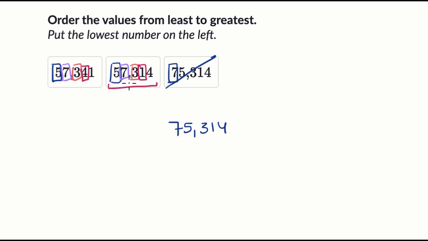And even if you just look at the number as a whole, it has the same number as 57,300. This one has 14, not 41. So this one is the smallest, 57,314. And then after that comes 57,341. And so 57,314 is less than 57,341, which is less than 75,314.